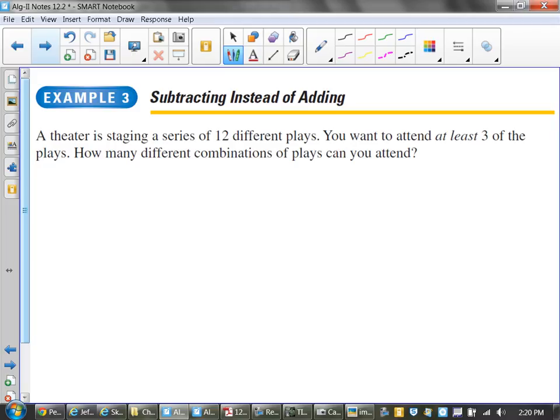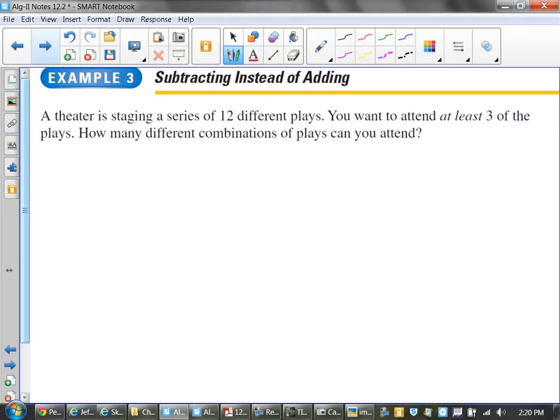If we agree that we're going to attend at least 3, we first need to figure out how many total possible plays there could be. If you're going to go to a play, you have 2 options: you're going to go, or you're not going to go. That's it. How many times do you have to ask yourself if you're going to go or not go? 12 times.